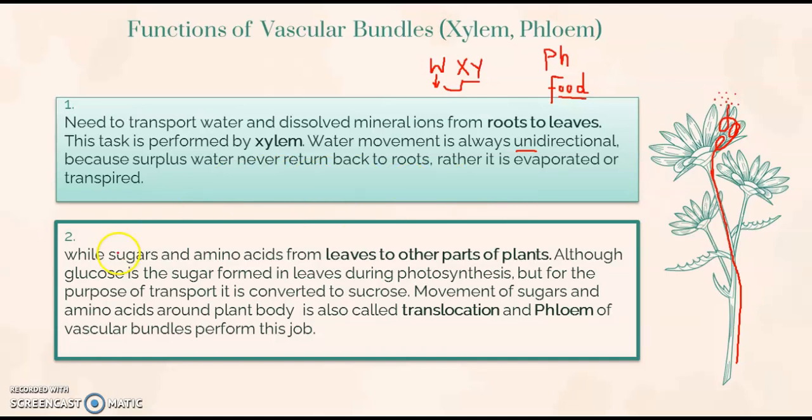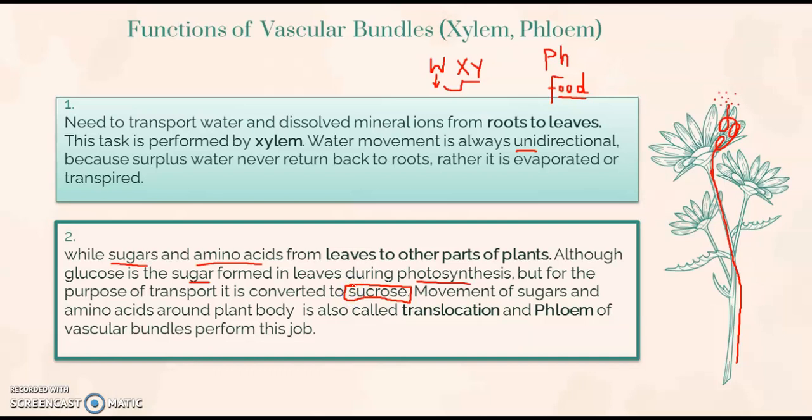What about transport of food, the sugars and amino acids from leaves to other parts of the plants? Although glucose is the sugar that is formed in the leaves during photosynthesis, for the purpose of transport it needs to be converted to sucrose. So always remember that the sugar that is transported is sucrose and not glucose.